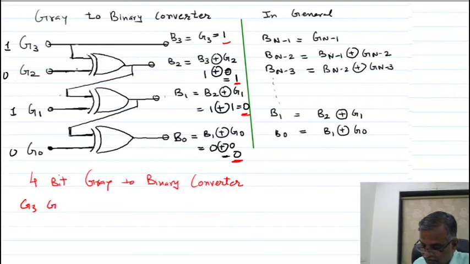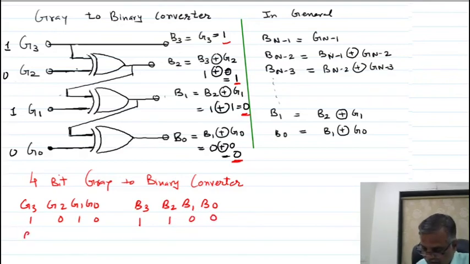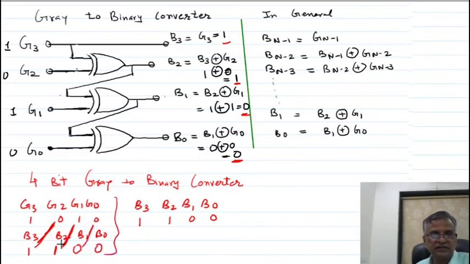So this is your gray number 1010. The corresponding binary number is 1100. So if you want to write B3, B2, B1, B0. So B3 is what? 1. Then I have taken the exclusive OR of these two, 1. Then I will take this, 0. For this, 0. So already you get this. In this way you can convert gray into binary.